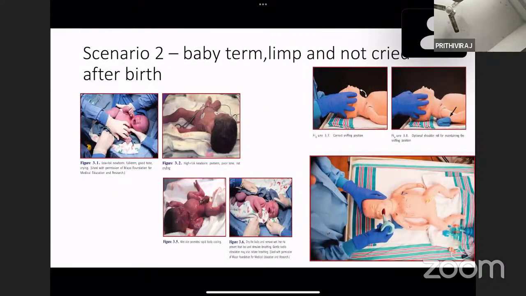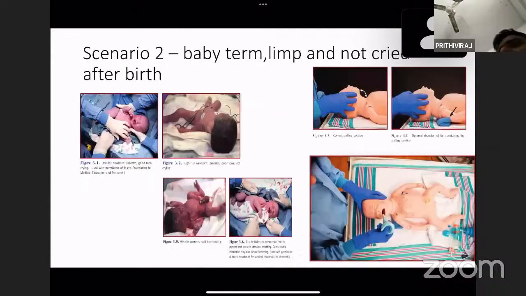Scenario 2. If the baby is a term baby, but didn't cry and is limp after birth, what do you have to do? Once you see a child is a term but didn't cry and is flaccid, don't waste any time. Clamp the cord, bring the child to the radiant warmer. The radiant warmer should have been started at least 30 minutes before the anticipated delivery. It should be preheated for a minimum of 30 minutes, and then receive the baby in the warmer.